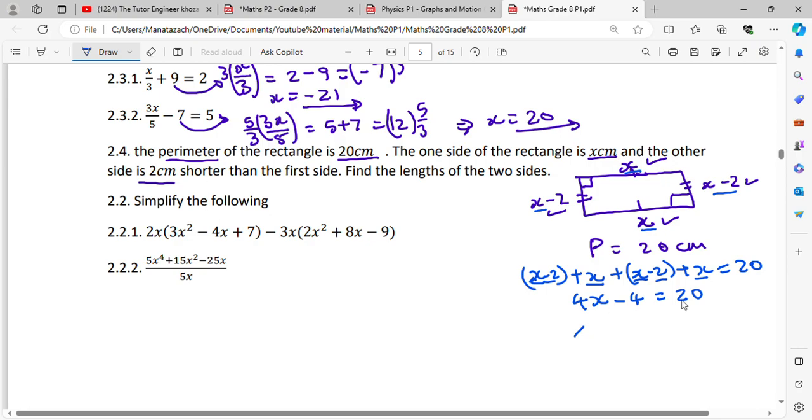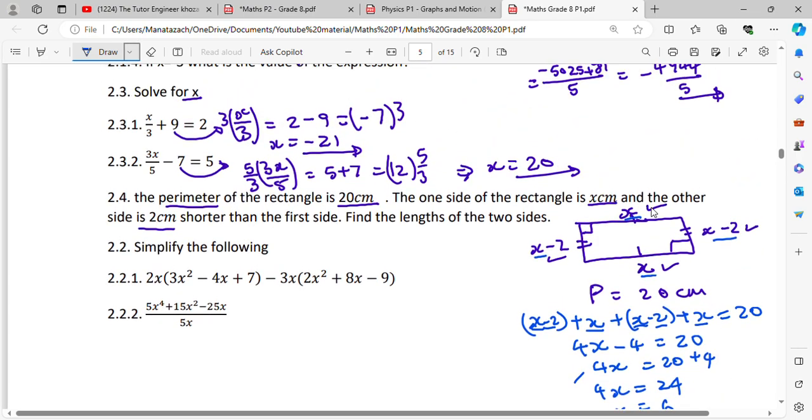So we'll take 4 to the right hand side from here. It will change the sign and become positive. Then 4x is 24. That means x is equal to 6. So since x is 6, we'll conclude that one side is 6 centimeters, and then the other side, which is x minus 2, will be 6 minus 2 centimeters, which is 4 centimeters. So that will be your two answers.